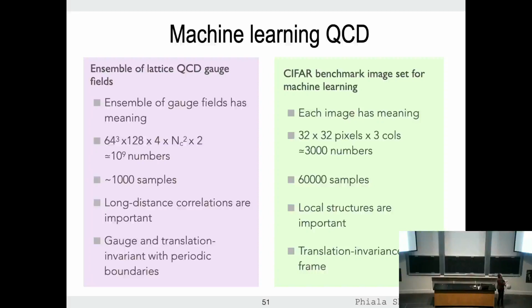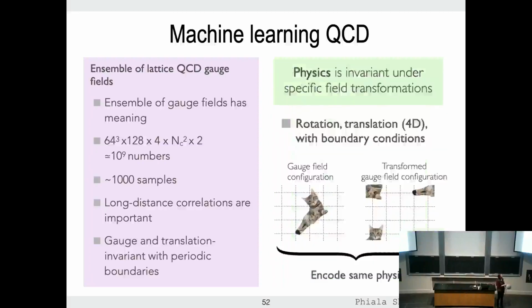Different. We have symmetries that are different, complex, and have to be respected exactly. So rotations, translations with four-dimensional boundary conditions. These two configurations are identical as gauge field configurations. They look quite different as images. That's not too hard to imagine from an image perspective.